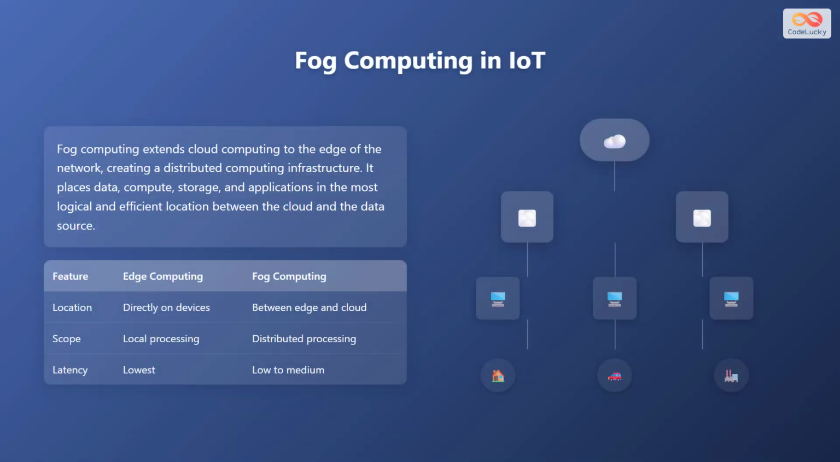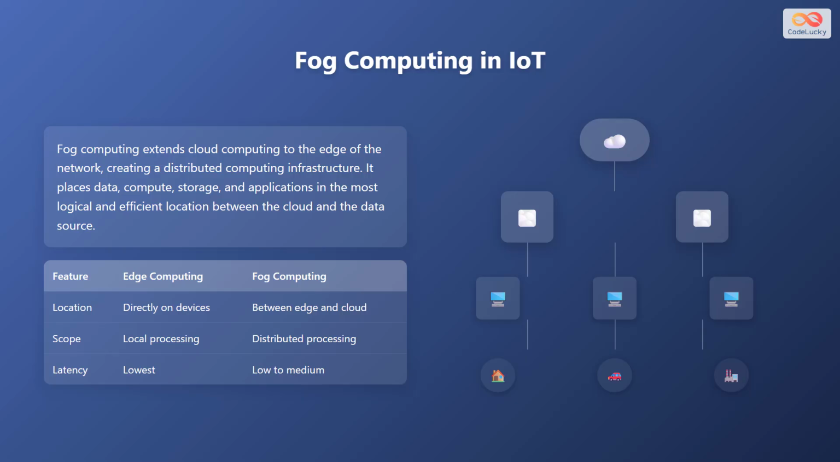Now, let's talk about fog computing in Internet of Things. Fog computing extends cloud computing to the edge of the network. It creates a distributed computing infrastructure. It strategically places data, compute, storage, and applications in the most logical and efficient location. It resides between the cloud and the data source.